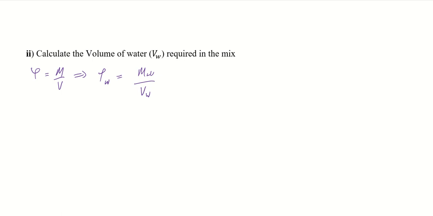Now, in terms of the information that we have in the question, I know what the density of water is. I know what the mass of water is, but I don't necessarily know what VW is, and that's what I'm required to calculate in this question. Let's just plug in the relevant numbers. So your density for water is given as 990 kilograms per meter cubed, and that's equal to MW, which we calculated in the previous step, 164, divided by VW.